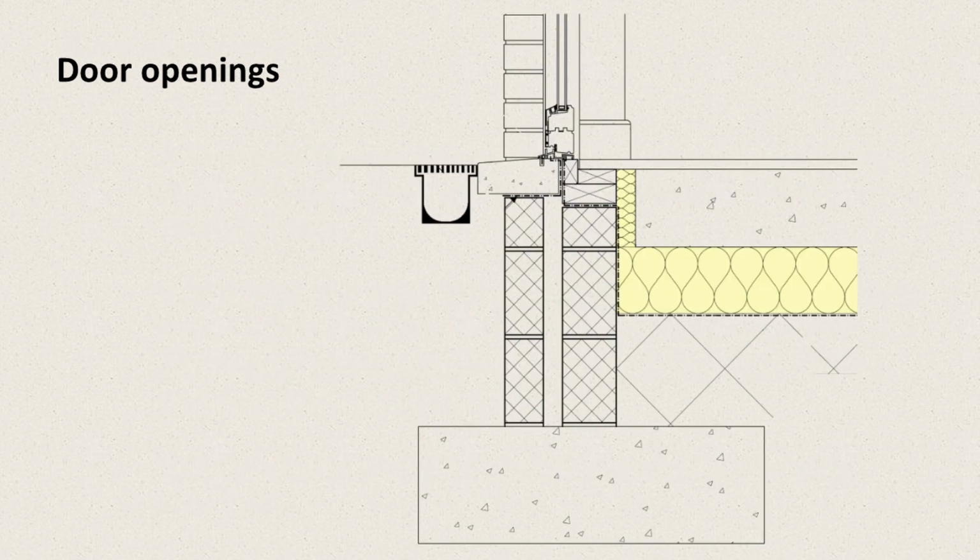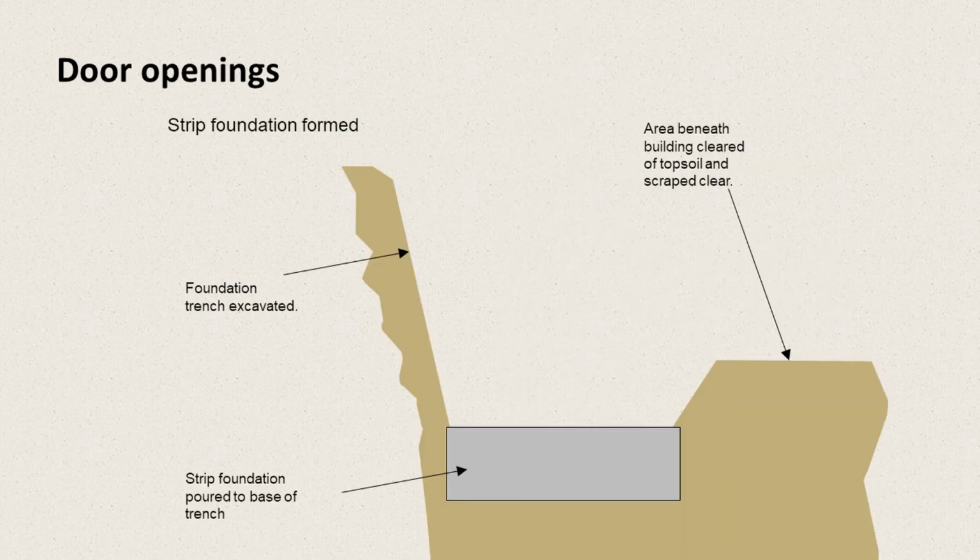So this is the detail that we're going to look at. It's taken from the Scottish Accredited Details, and it shows a ground-bearing floor with a cavity wall and a threshold and a foundation. So some of this has been repeated from previous lectures.